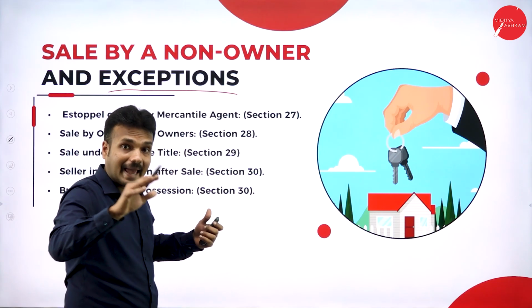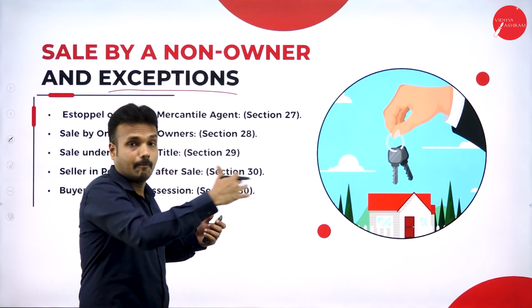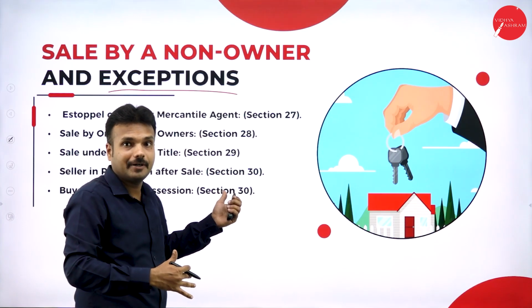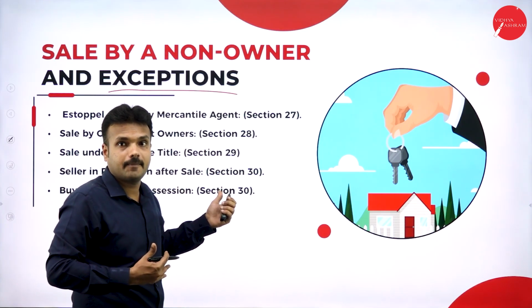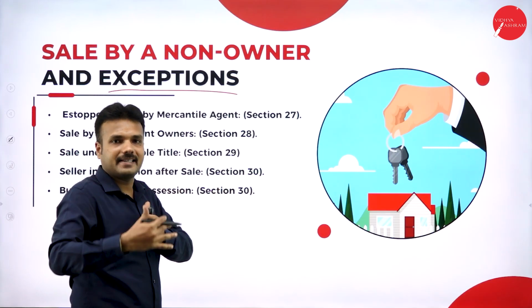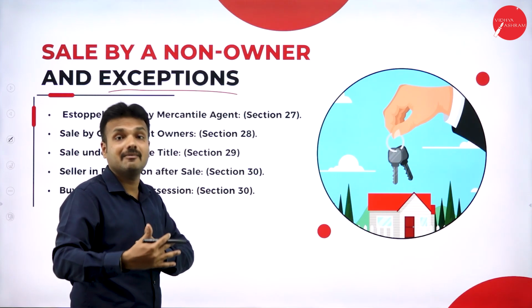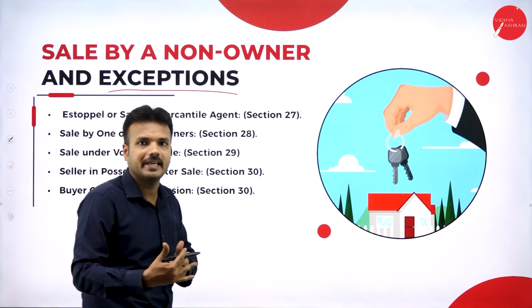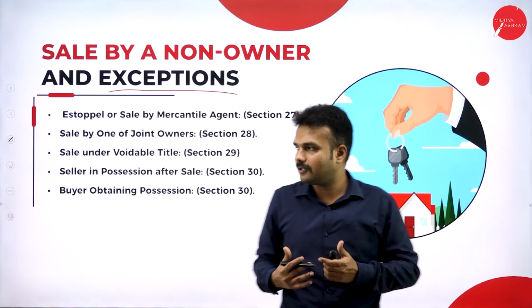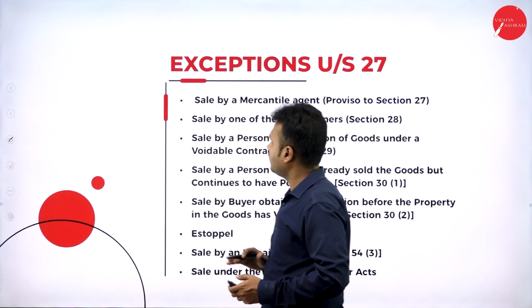Here there are certain exceptions. If I have ownership, I can sell the product, but according to this Act, even if I am not the owner of the particular product, I may still have a right to sell it. There are certain exceptions in which someone can sell a product without ownership. In what circumstances, in what situation, can we sell the product? That we are going to learn under this Act. The concept is very simple.